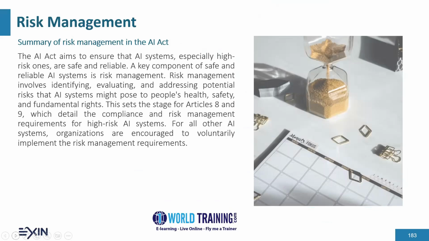Let's discuss risk management. So, summary of risk management in the AI Act. According to the AI Act, it aims to ensure all your AI systems, specifically the high-risk ones, should be safe and reliable. The key component of a safe and reliable AI system is your risk management. Risk management basically involves identifying, evaluating, and addressing potential risks that an AI system might pose to people's health, safety, and fundamental rights.